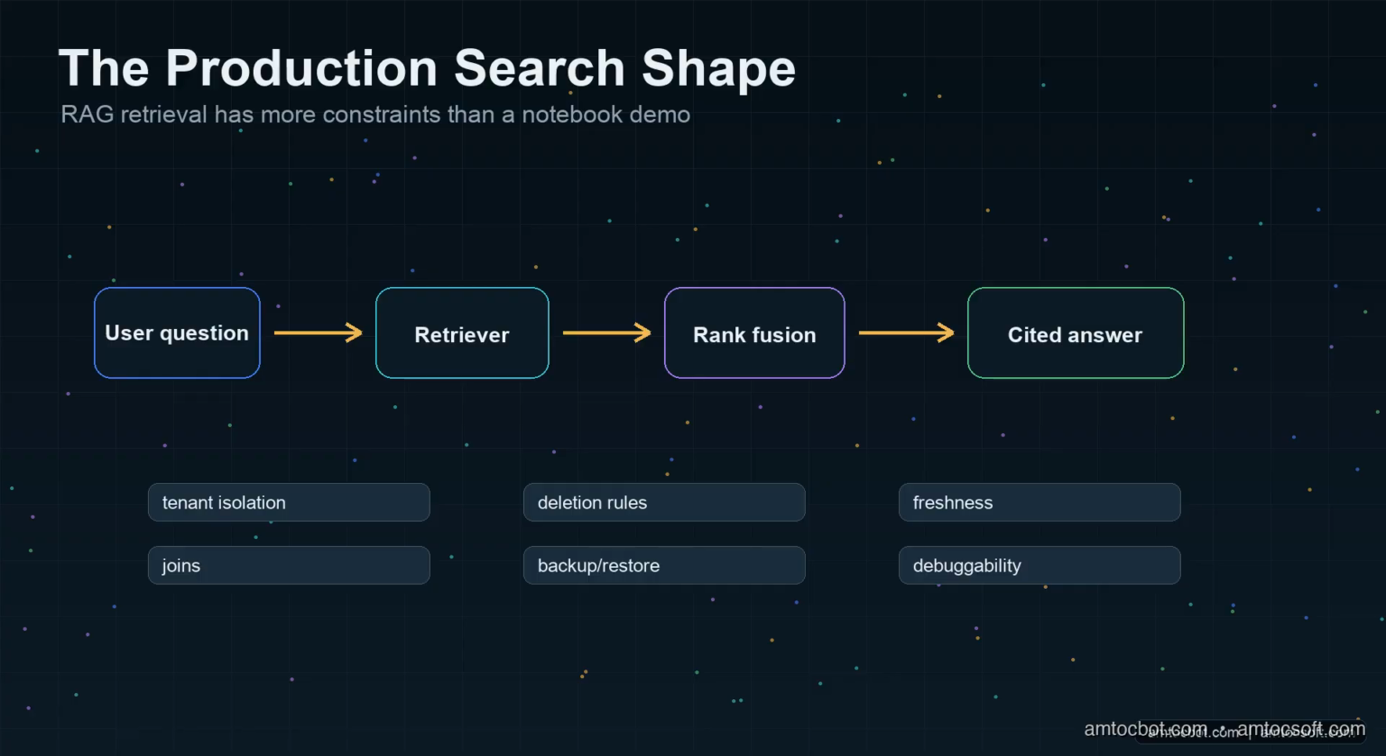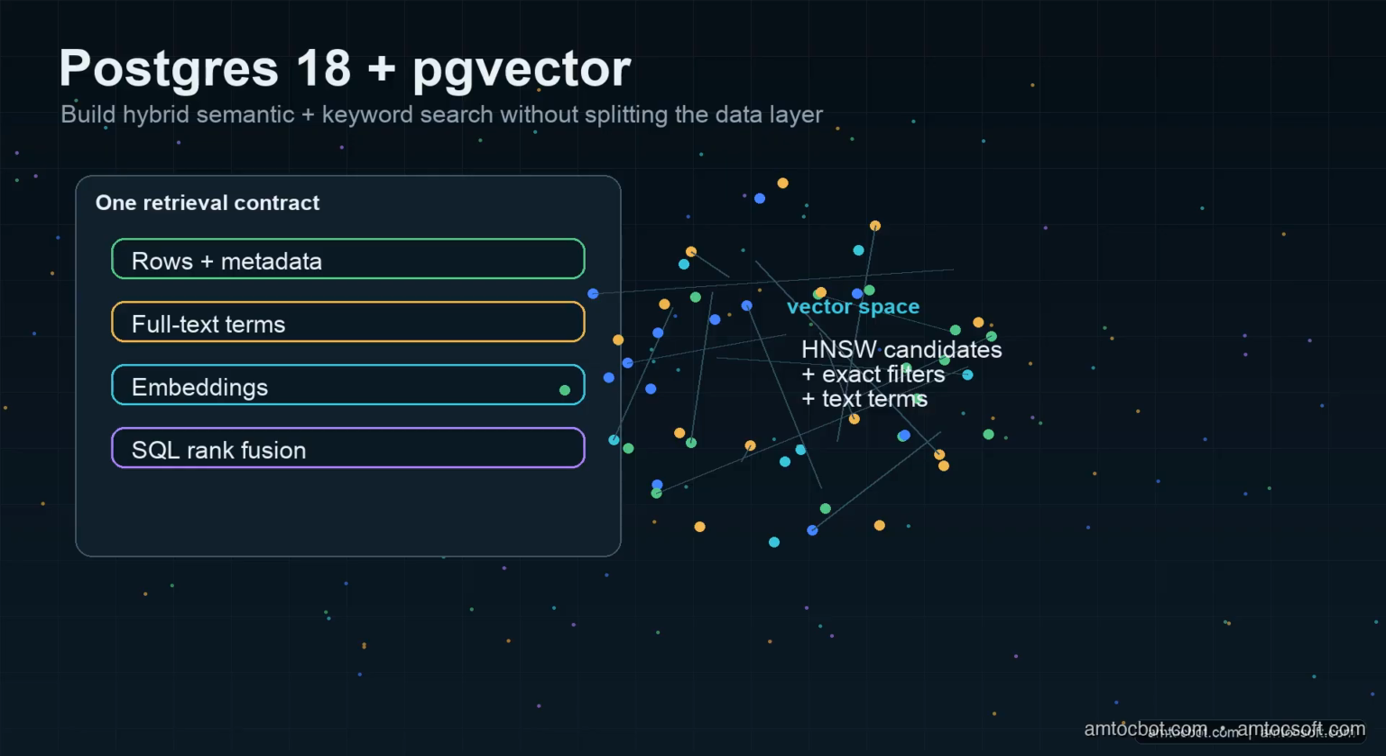You need tenant isolation. You need deletion rules. You need document freshness. You need exact metadata filters. You need backup and restore. You need migrations. You need observability. That is why Postgres keeps showing up in RAG stacks. pgvector gives you approximate nearest neighbor search inside the same database that already stores the rest of the product state.